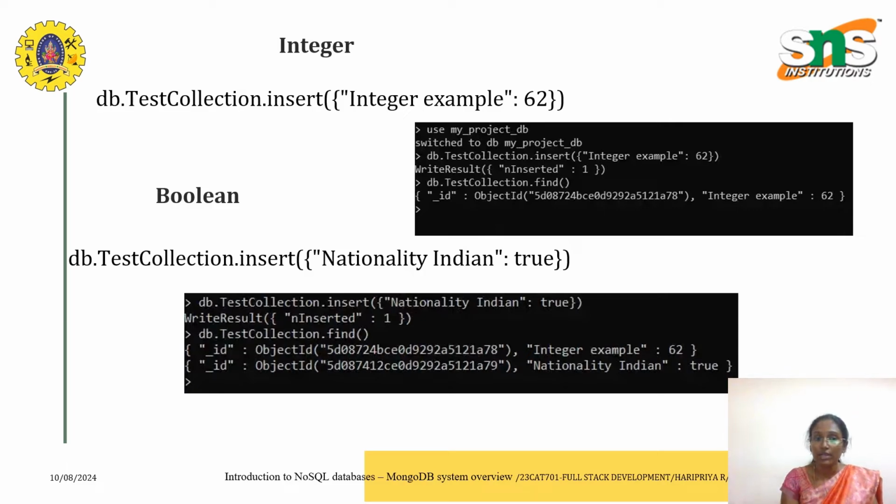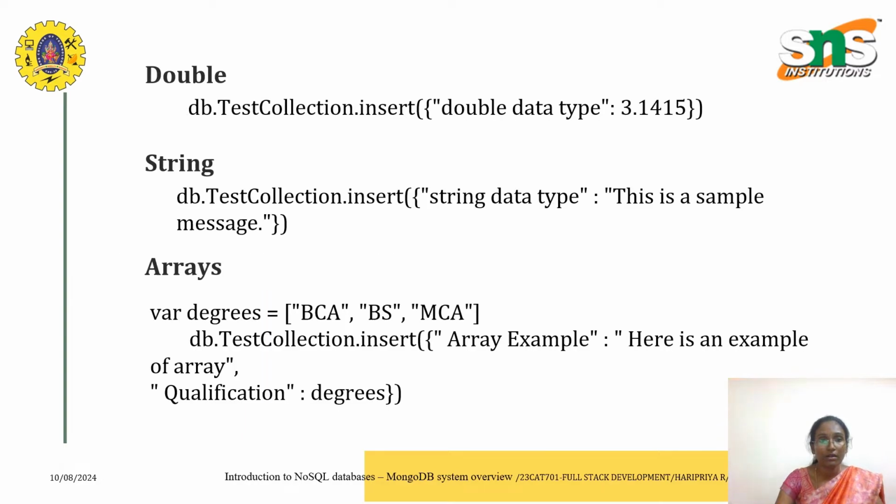So next is boolean, which is nothing but giving some true or false values in my database. So db.testcollection.insert, and the same nationality Indian is a field of my name, colon true. Clear guys? It's true or false. Boolean is nothing but true or false. So I'll give that over there. Next, I'll do the same thing for double, string and arrays.